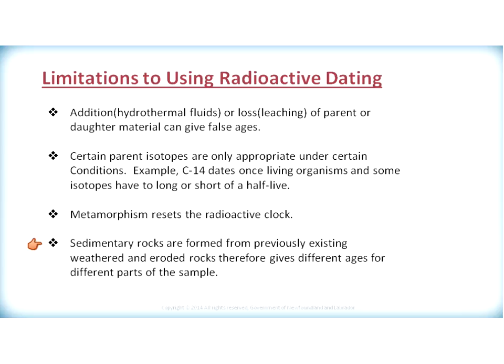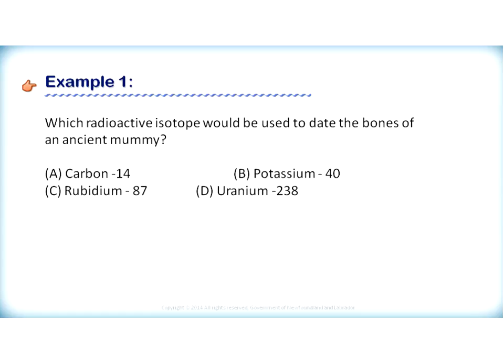Sedimentary rocks are formed from previously existing weathered and eroded rocks. Therefore, this can give different ages for different parts of a sedimentary rock sample. Some sediments can be located in different age time zones, and therefore different particles within a conglomerate, for example, could have different age dates. So these are some of the limitations to using radioactive dating.